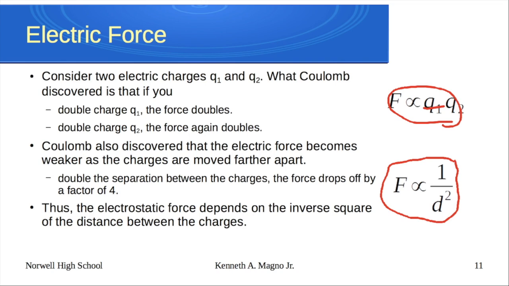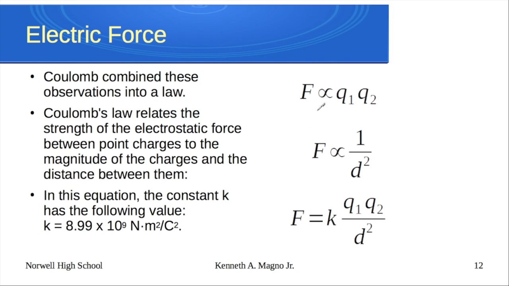Again, that'd be like if I had my Q1 here, my Q2 here, the distance would be between the two. Coulomb then combined these two observations into a law. First he realized the force was proportional to Q1 times Q2. Then the force was proportional to 1 over d squared, that inverse square law relationship with distance. And then he realized, just like Newton did, there had to be a constant to make it equal. But unlike Newton, he actually took the time to find his constant.